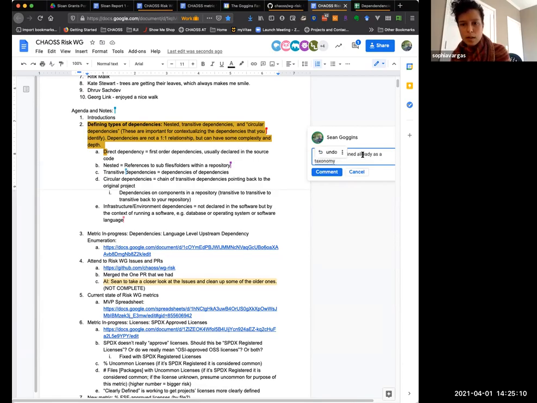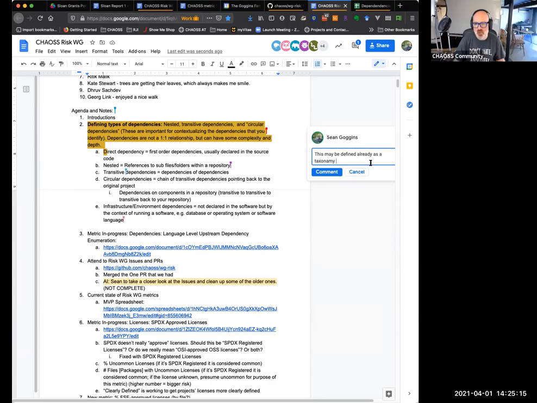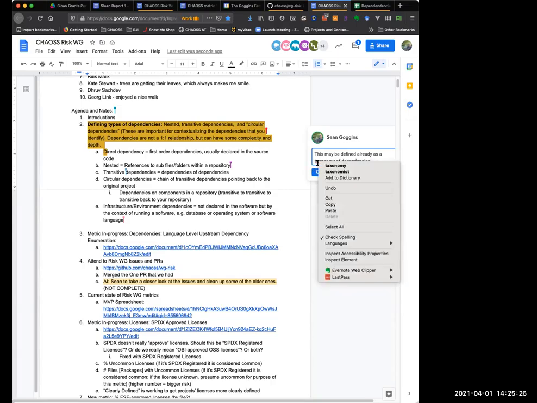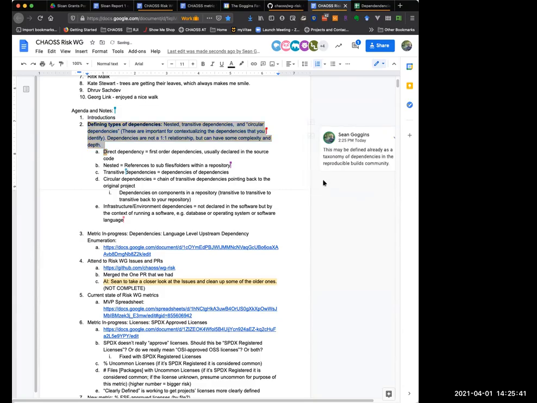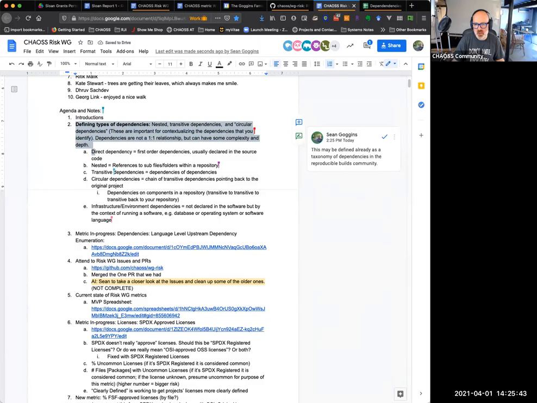I can take a look as well, because I know I've seen some other work on dependency taxonomies. Arfan, you said a specific group of people may have already defined this taxonomy? Yeah, reproducible builds. Reproducible-builds.org. I'm busy clicking through it right now to see if I can find something along this line. They certainly need to know about it. Definitions. I just made a comment there that it may already be defined somewhere. Look at that, refer to it.